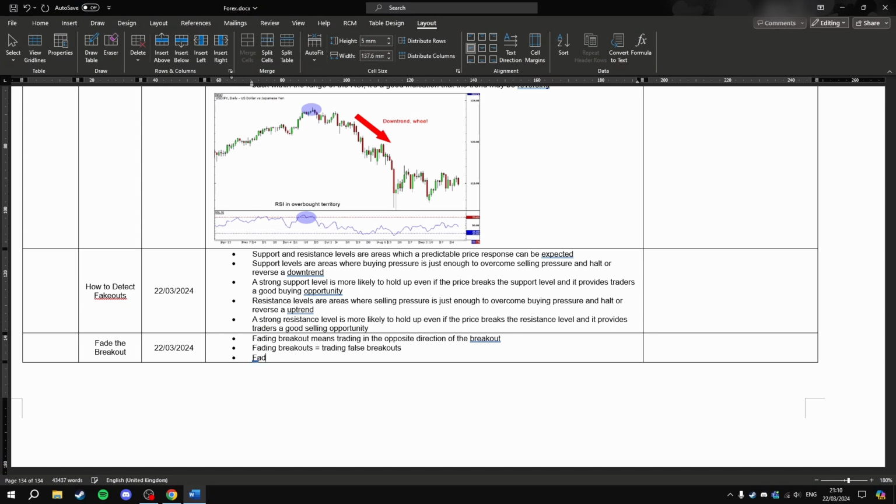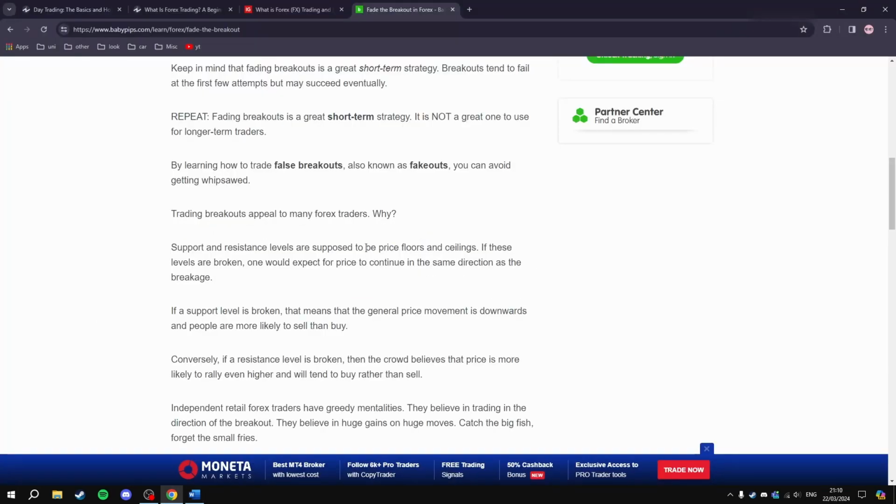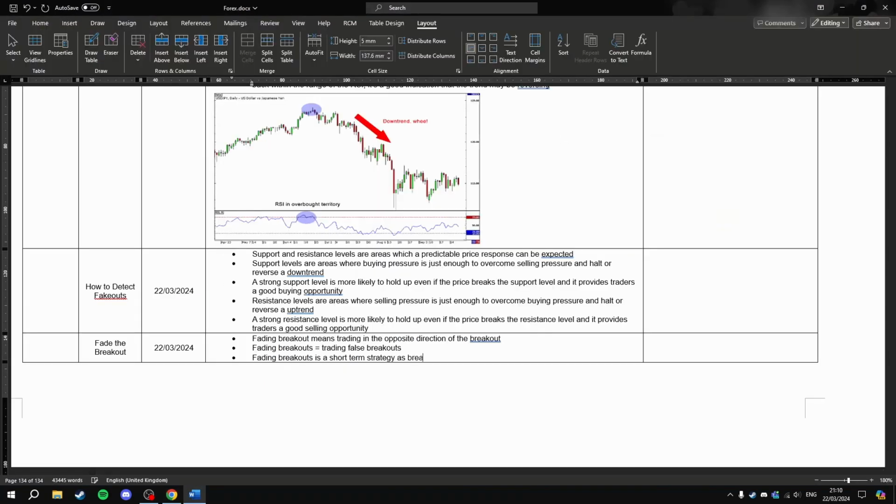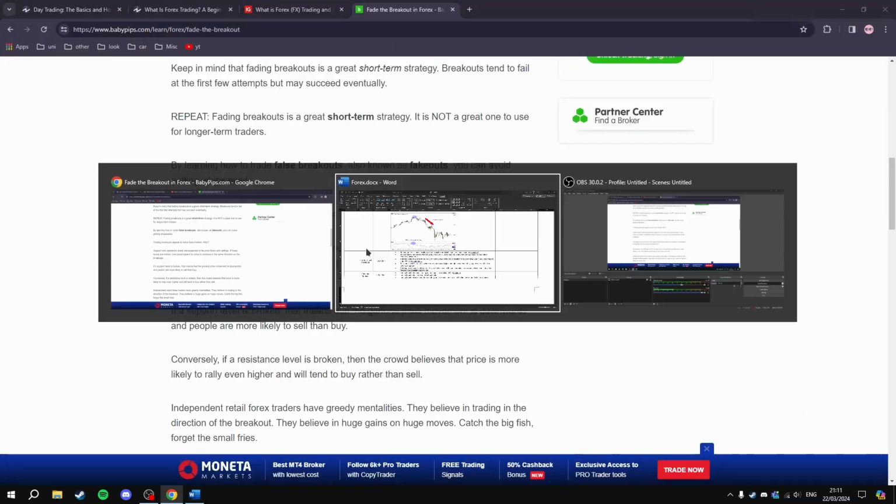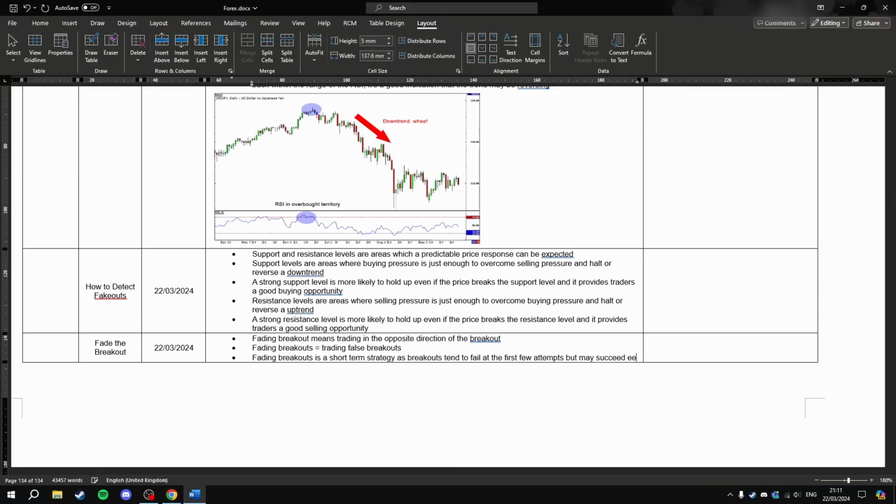Fading breakouts is a short-term strategy, as breakouts tend to fail at the first few attempts, but may succeed eventually.